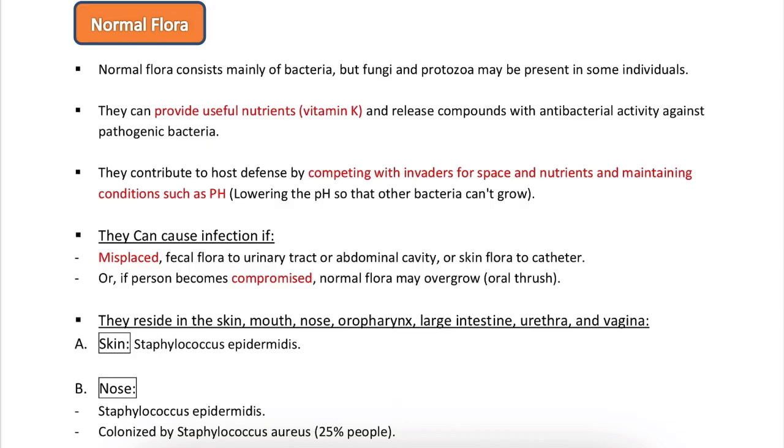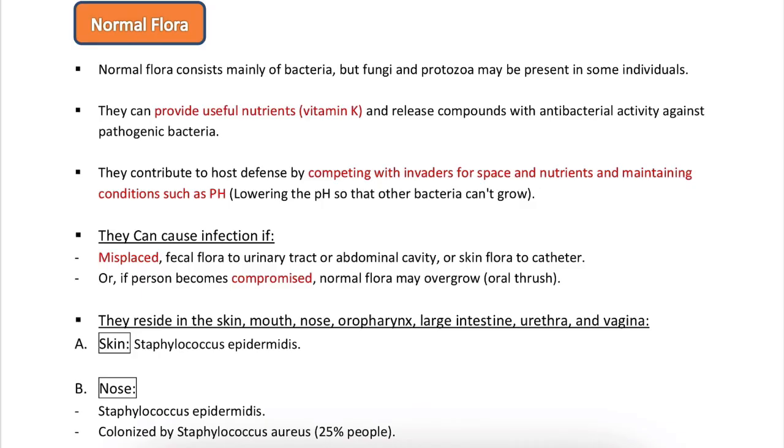Okay, so first of all you have to understand the basic thing. Your body is home to trillions of microbes that help you stay healthy and can also turn against you. So today we are diving deep into normal flora, your microscopic allies and potential enemies. We will explore what they are and where they live, how they protect you and how they can cause disease. So see this video from beginning to end, so you will get one idea.